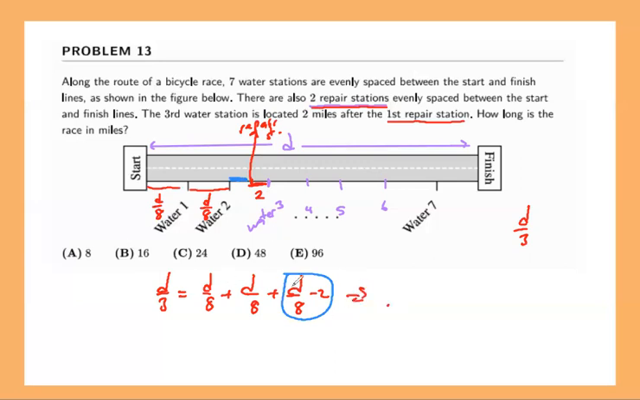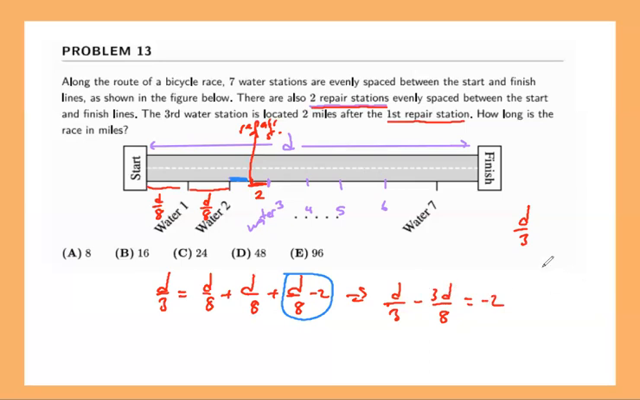If you add the 3 Ds, that's 3D over 8, and that equals D over 3. If you subtract D over 3 from both sides, 3D over 8 minus D over 3 equals -2. If you multiply this fraction by 8, that will be 8D. Multiply this by 3, which is -9D.